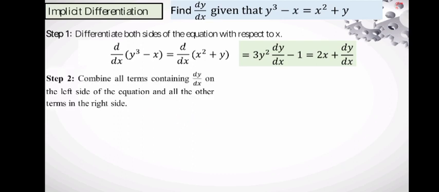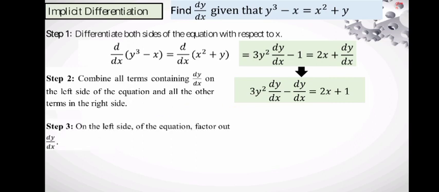Dako tayo sa step 2, yung next natin gagawin is to combine all terms na naglalaman ng dy over dx on the left side of the equation. So, i-isolate natin. Pagsasamahin natin yung mga variables na naglalaman ng dy over dx. So, sino-sino dito? Si 3y squared at saka si 1 dy over dx. So, ililipat natin yung dy over dx sa left part, magiging negative. Then, yung negative 1 na nasa left part, ililipat natin sa right side, magiging positive. So, ito na yung step 2 natin.